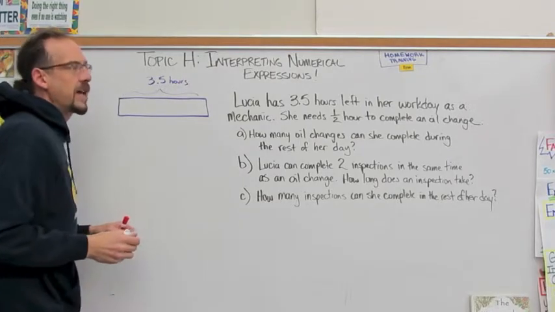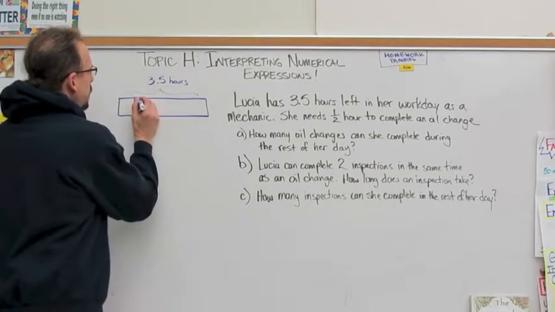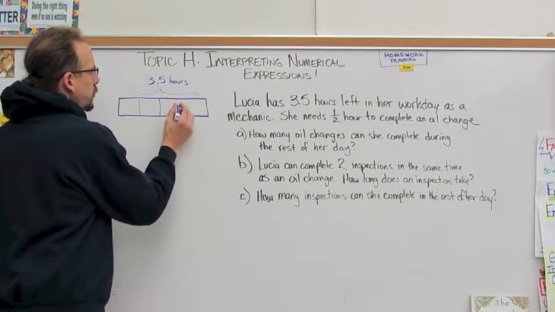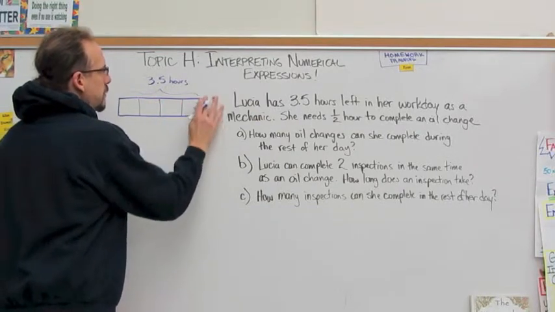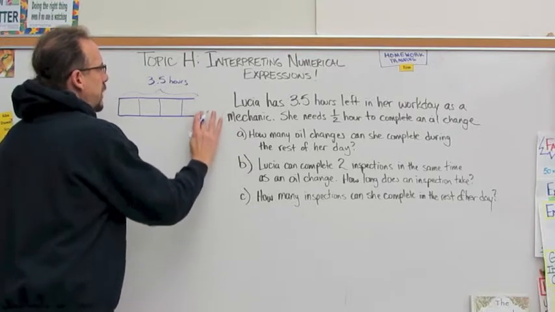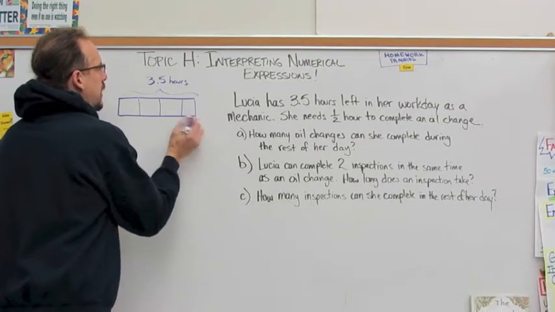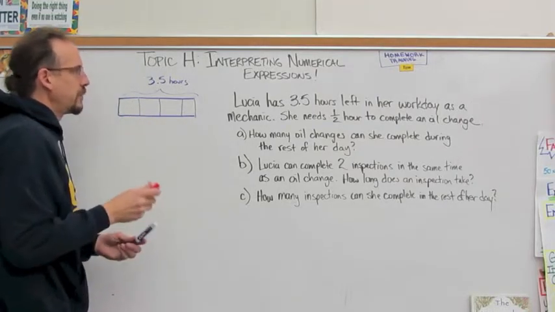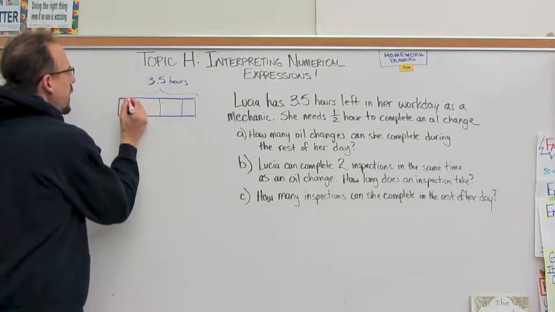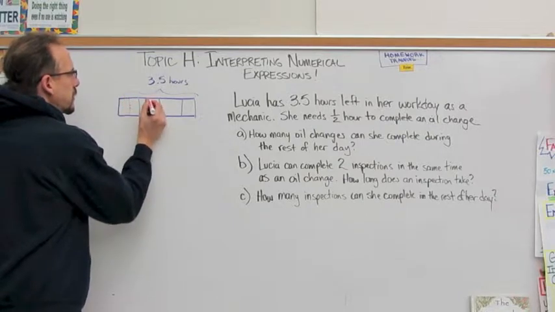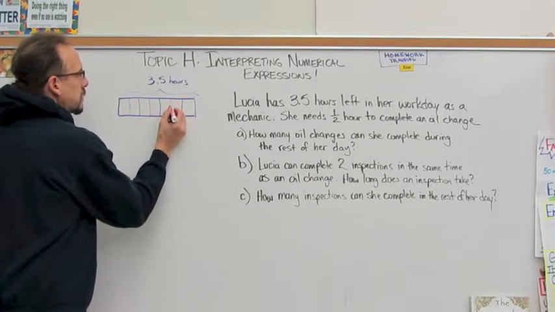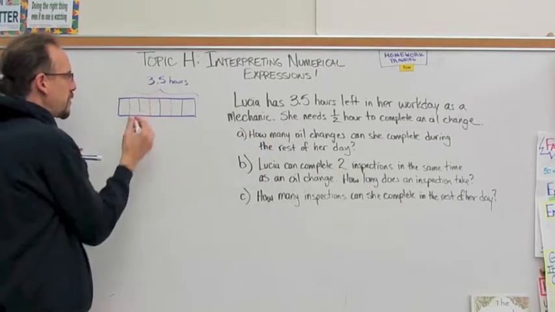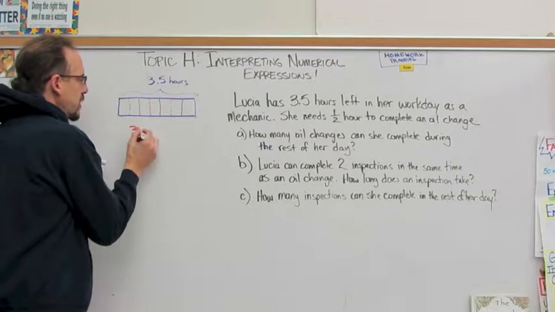And I need to divide it into halves. So I'm going to first show the 3.5 hours. 1, 2, 3. Maybe I'll cut that down a little bit because it should be a half. And a half. There's 1, 2, 3, and a half. And now I'm going to mark all the halves, because I want to know how many half hours there are in 3.5 hours. So it looks like this.